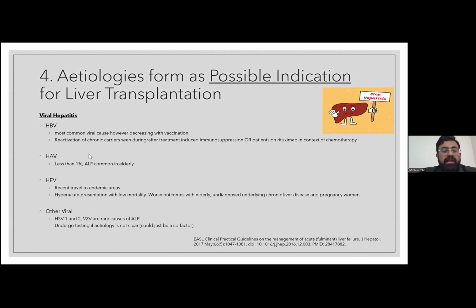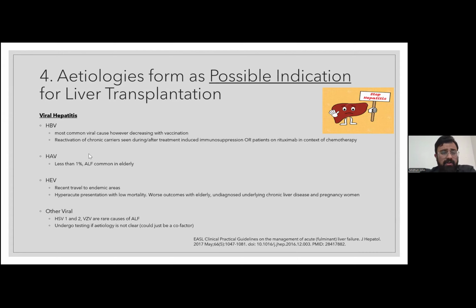The other big heading is viral hepatitis, as we all know. Hepatitis B is our most common viral cause. However, with good immunization and vaccination, this is decreasing with time. Hepatitis A was documented, but in less than 1%, and it was usually seen in our elderly population.